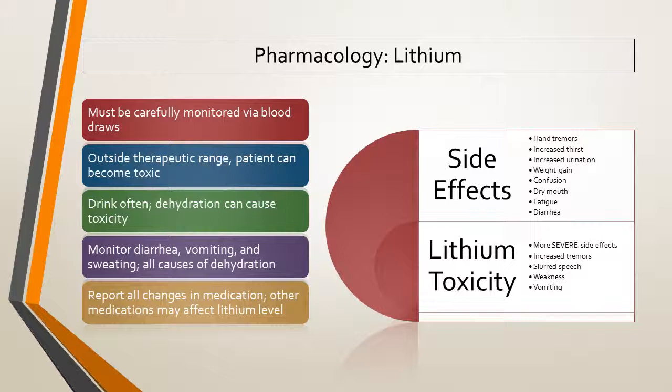Lithium has what is called a therapeutic range, meaning that if there is too little of it in the body, it's not effective, whereas when there's too much in the body, the patient can become toxic or even die. As a result, lithium levels are carefully monitored through periodic blood draws.